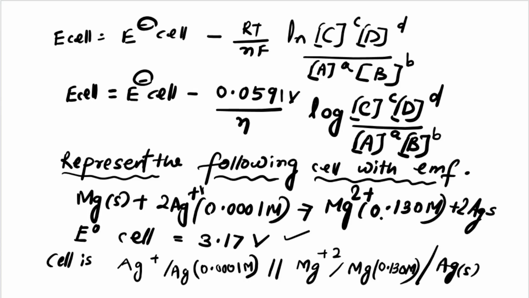And here you can see the standard electrode potential. Standard electrode potential is given here. What is that value? 3.17. E0 means standard electrode potential. E cell means only the cell potential.